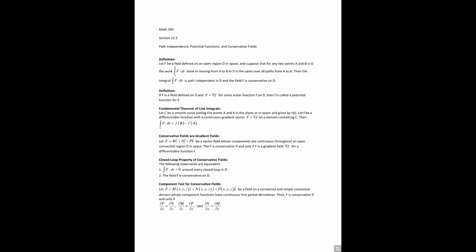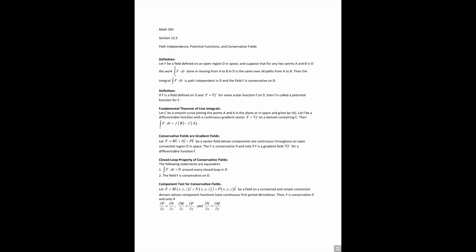Now, the reason this is important is that if it's a conservative field, then we're able to do some extra things to it. So we'll be able to integrate it and things like that. If it's not conservative, then it creates issues. Okay.